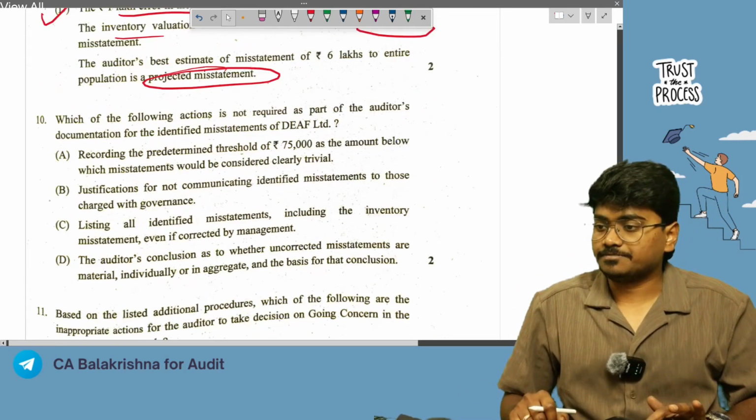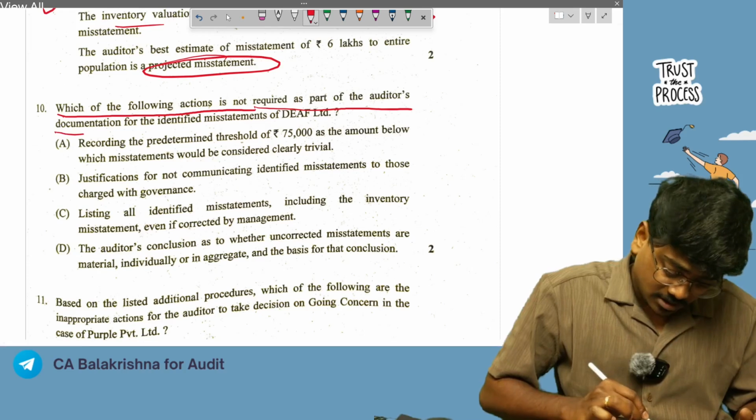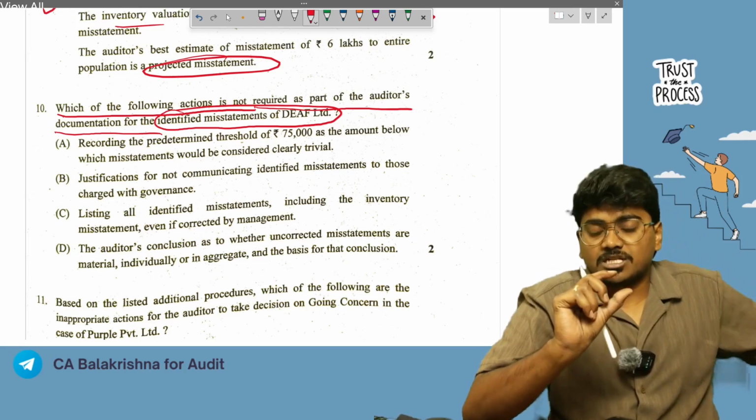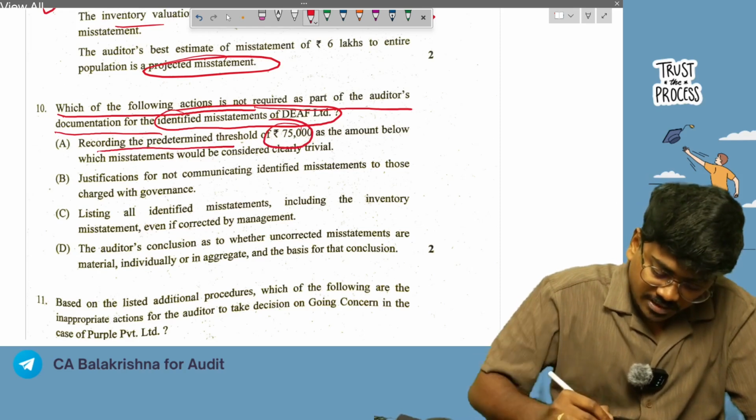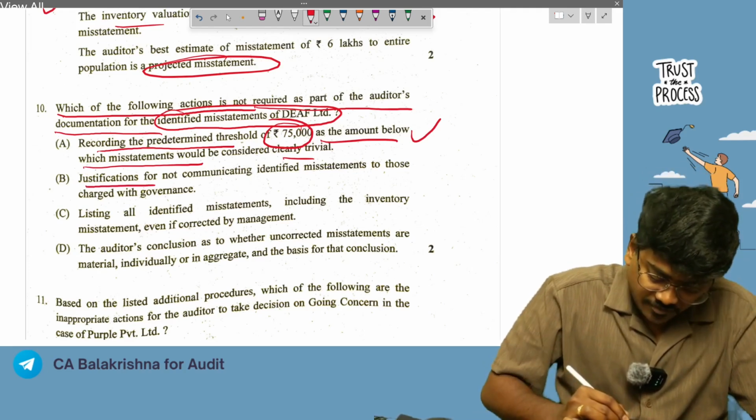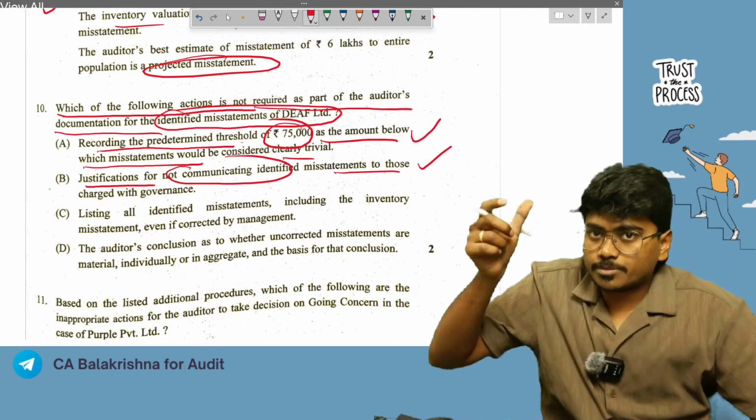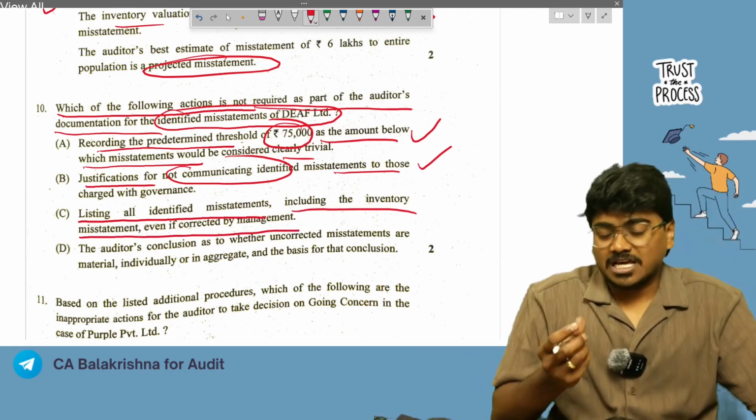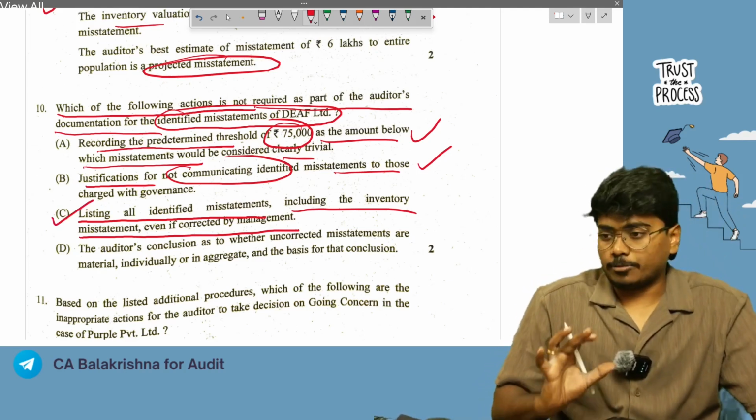Okay. Next, which of the following actions is not required as part of the auditor's documentation for the identified misstatements of DEF Limited? See, with respect to misstatements, which of the following is not required to be documented, they are asking. Let's see. Recording the predetermined threshold of 75,000 as the amount below which misstatement would be clearly trivial. You need to document this threshold. Justification for not communicating an identified misstatement, this also you need to document, why you have not communicated this misstatement to those charged with governance. Listing all identified misstatements including the inventory misstatement even if corrected by management. See, if the misstatement is corrected by management, you need not document it again. So option C is the correct option. This need not be documented.